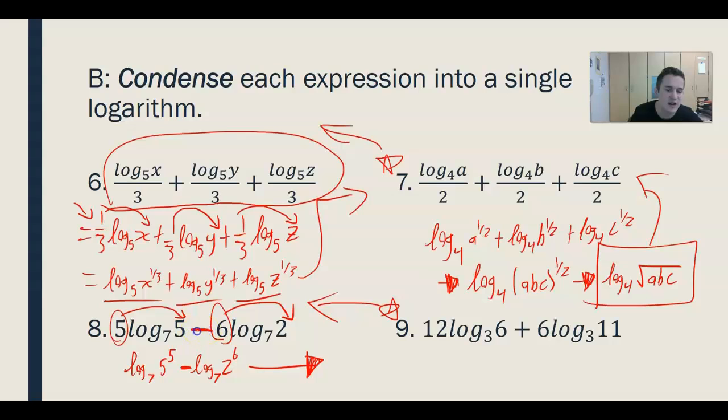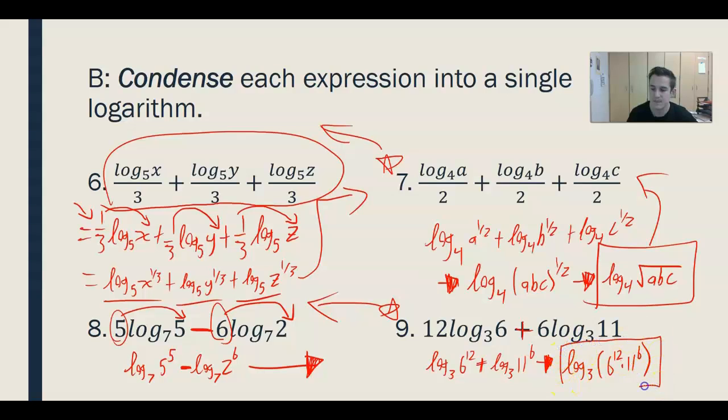On this problem right here, it's going to be very similar to this one over here. Instead of subtracting and using the quotient rule, I'm adding and using the product rule. So I can rewrite this as log base 3 of 6 to the 12th plus log base 3 of 11 to the 6th. And since I'm adding, I can condense those using the product rule and write that as log base 3 of 6 to the 12th times 11 to the 6th. And that would be my final answer.